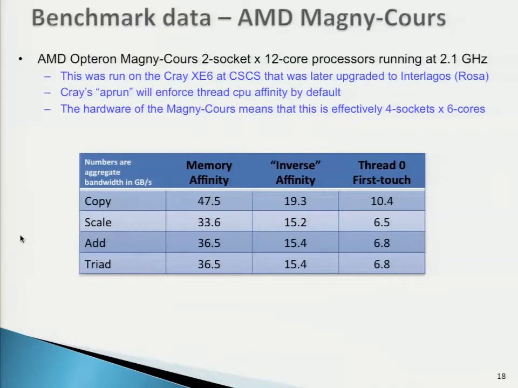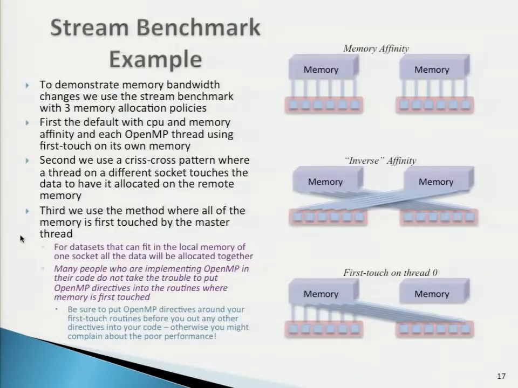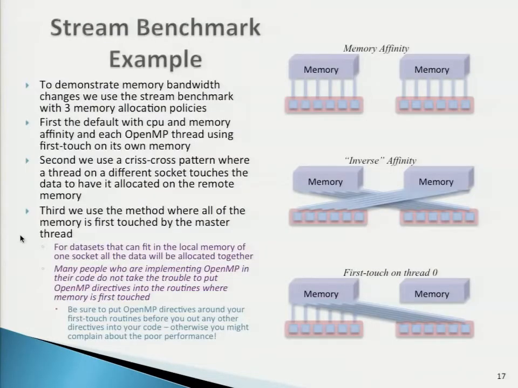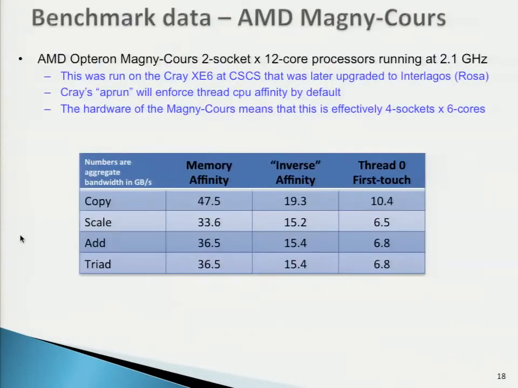So here we have the memory bandwidth measured for the 4 different tests: the basic copy, and then the 3 tests that do a little bit of arithmetic. And this is when the memory affinity has been set up properly. We get 47 or 48 gigabytes a second for copy, and about 34 to 37 gigabytes a second for the other operations. Then when we have the inverse affinity, basically each processor has to go to another NUMA domain to get its information. We see the bandwidth is about half, nearly exactly half.